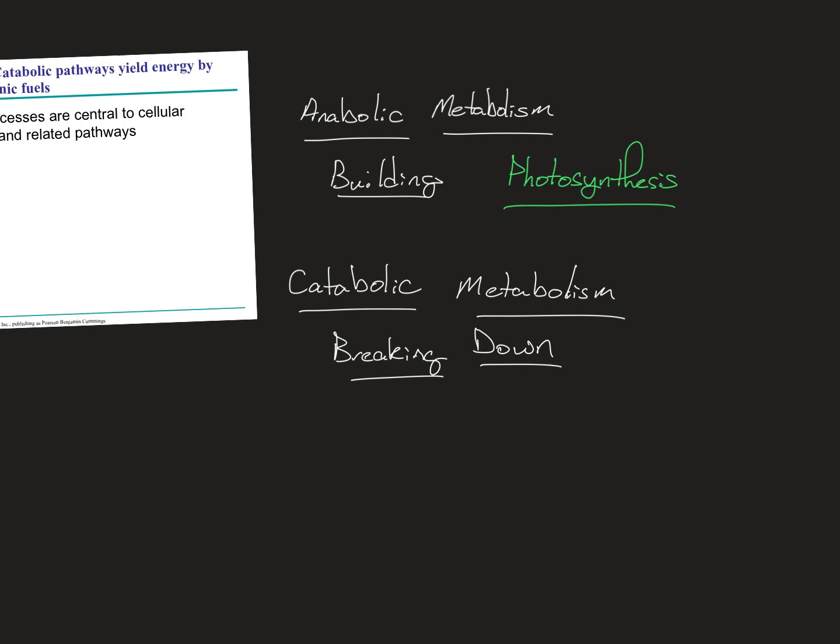Can you go to that bullet point over there real quick? So don't worry about the bullet point. It's exactly what I'm saying here, which is anabolic means to build, and that's photosynthesis. Catabolic means to break down, and that's cellular respiration. So we're taking the sugar that was built. If you're a plant, you built it. If you're an animal, you stole it. But you're taking that molecule of sugar that was built, and you're breaking it down to make ATP. That's the point.